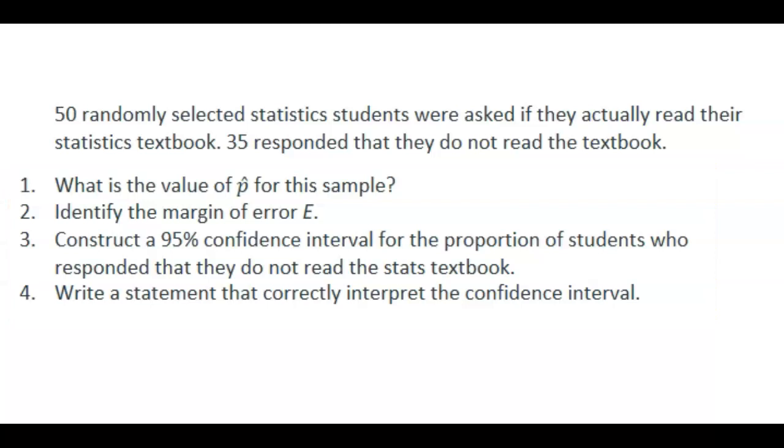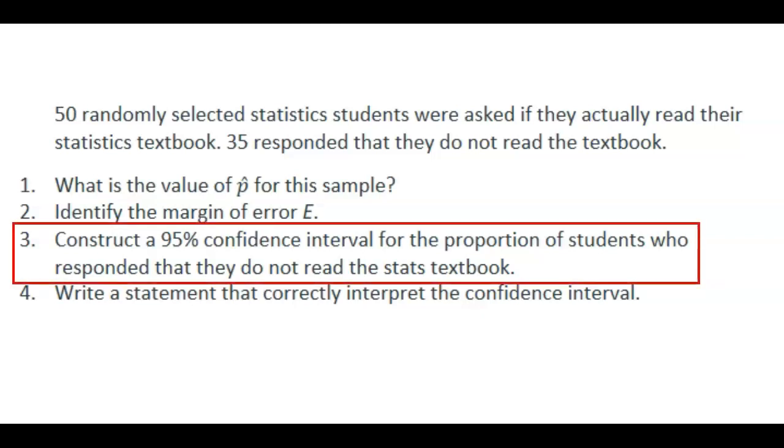We could use the formula to find sample proportion, p hat, and then find margin of error, and then construct the confidence interval using those 2 values. But let's jump right to part 3 and construct the 95% confidence interval for the proportion of students who responded that they do not read their textbook. And then we'll come back to part 1 and part 2.